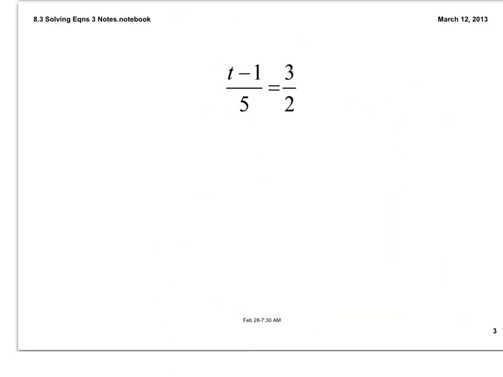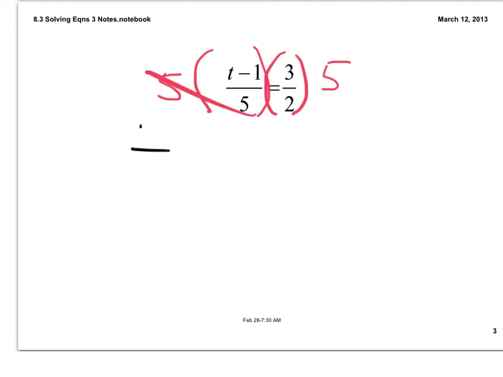Second example. Now a little more complicated. You've got a division and subtraction and a fraction. It's not as complicated as it looks. First thing we're going to want to do is move this 5 over to the right hand side to get rid of the division. So just erase that. So 5 is being divided by, so multiply both sides by 5. That 5 will cancel, leaving just t minus 1.